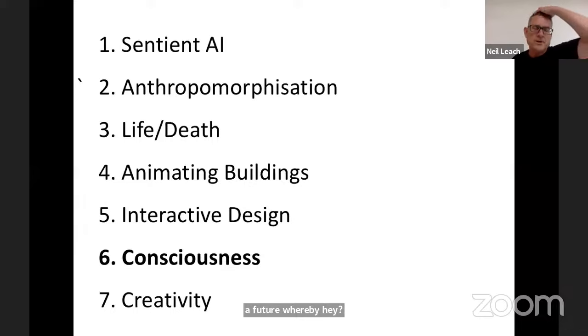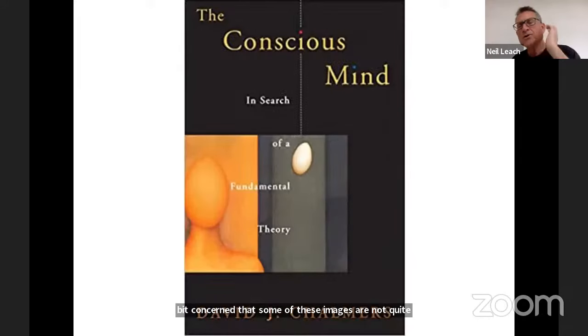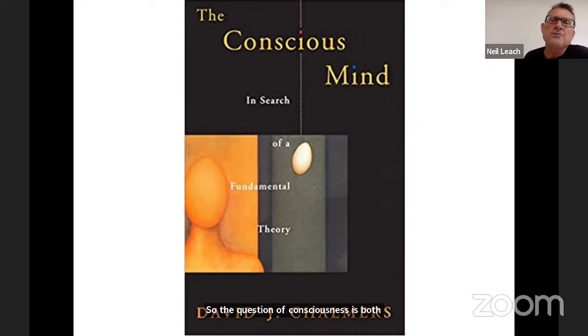Okay. So consciousness, and I'm a bit concerned that some of these images are not quite in the right order. Anyway, the question of consciousness is both a philosophical one and also a neuroscientific one. And it's kind of interesting. So let's go back to the theme of whether AI, whether GPT-3, is conscious, whether it's sentient. And what do we understand by consciousness in the context of these situations?